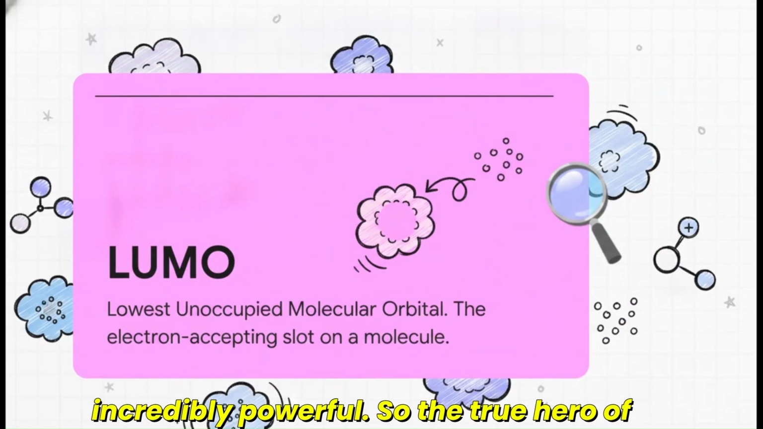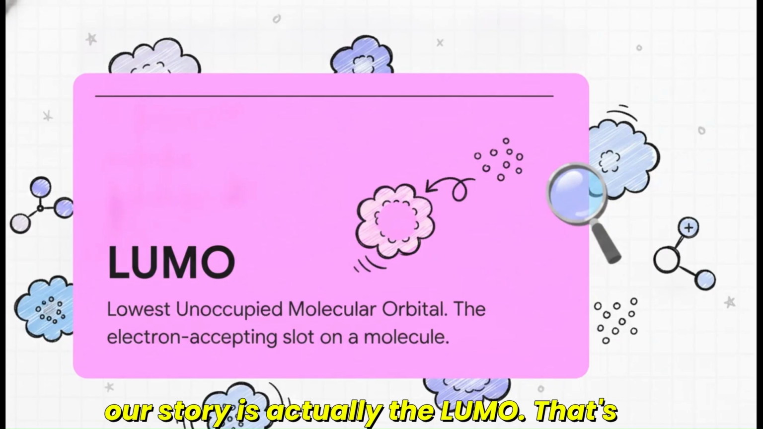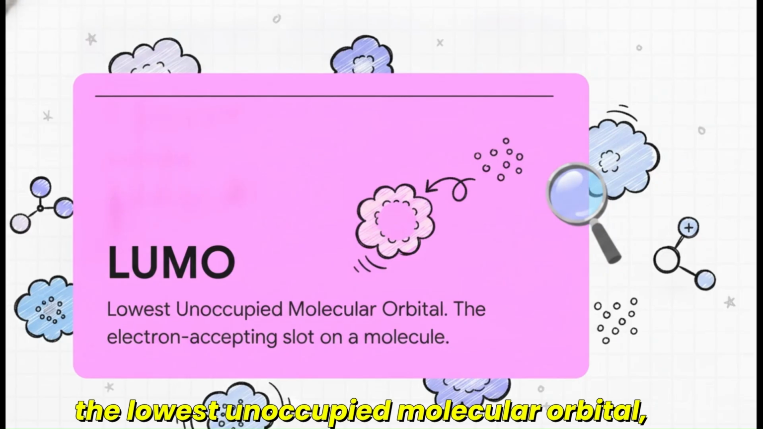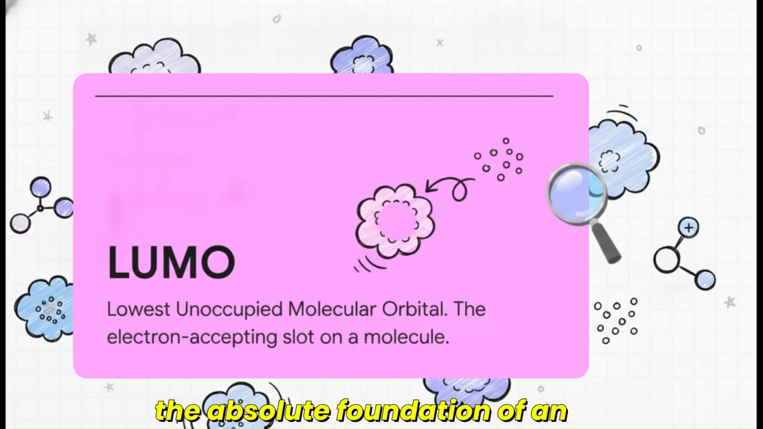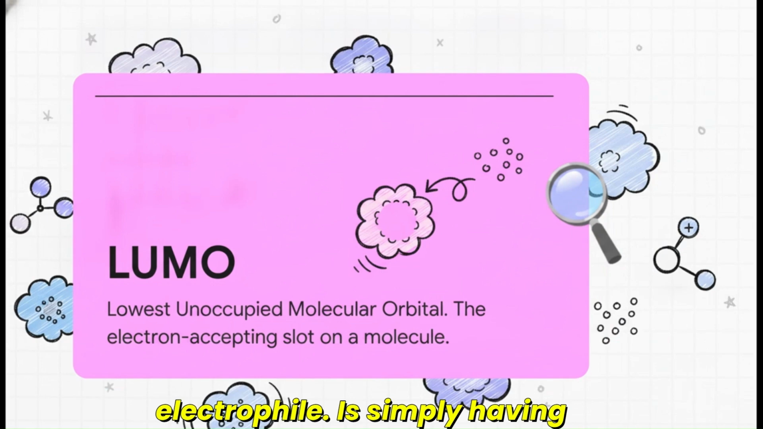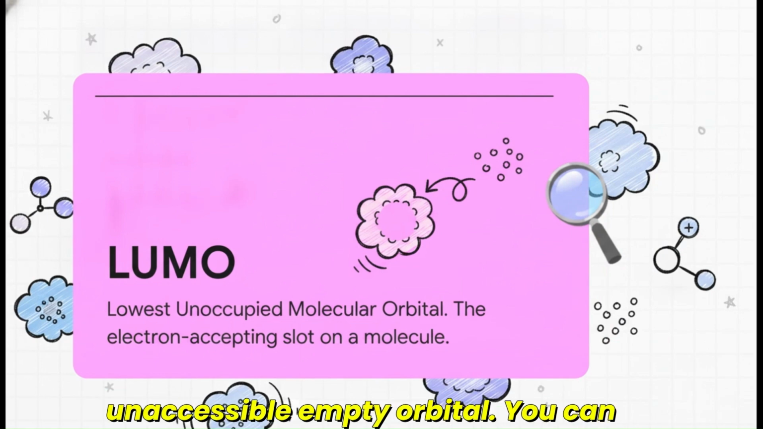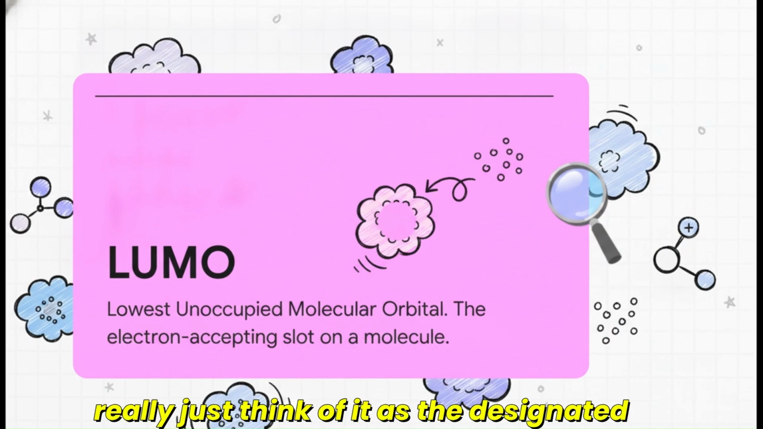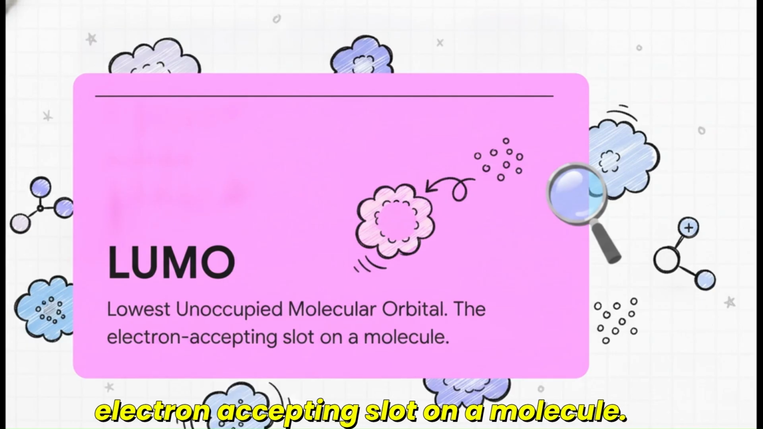So the true hero of our story is actually the LUMO. That's the lowest unoccupied molecular orbital. The absolute foundation of an electrophile is simply having an accessible, empty orbital. You can really just think of it as the designated electron-accepting slot on a molecule.